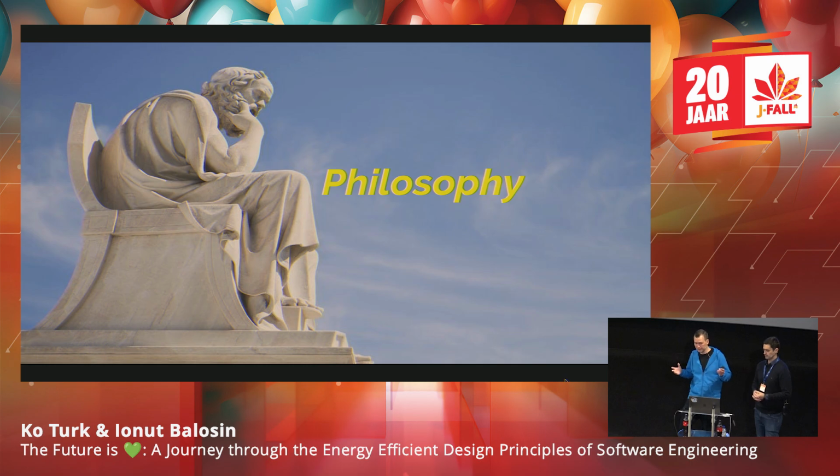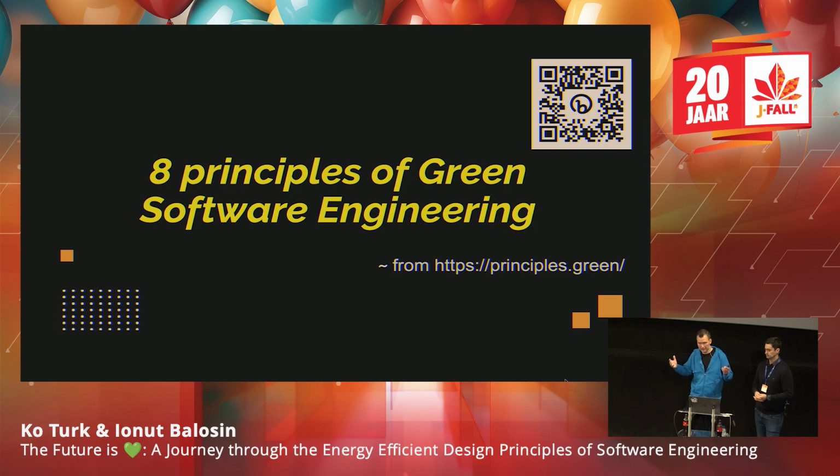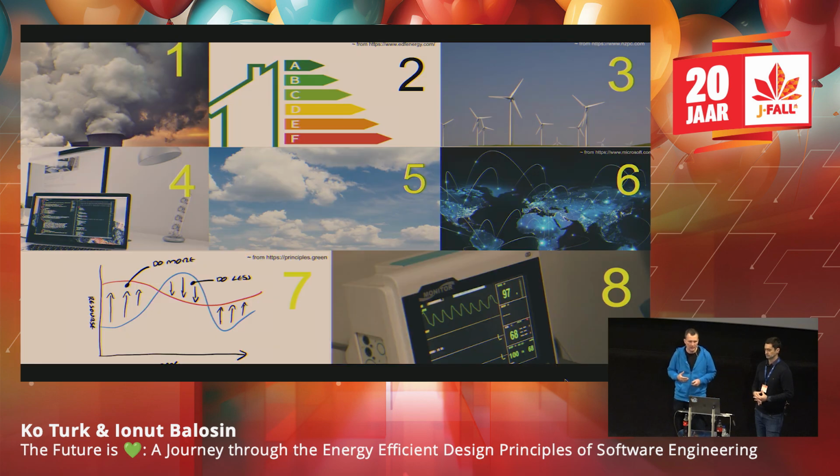First some philosophy, and then later on we will continue to the practical stuff. We are part of this together, and there are 8 principles of green software engineering. First, we need to be carbon efficient. We need to be energy efficient. We need to think about solar panels and that kind of thing.